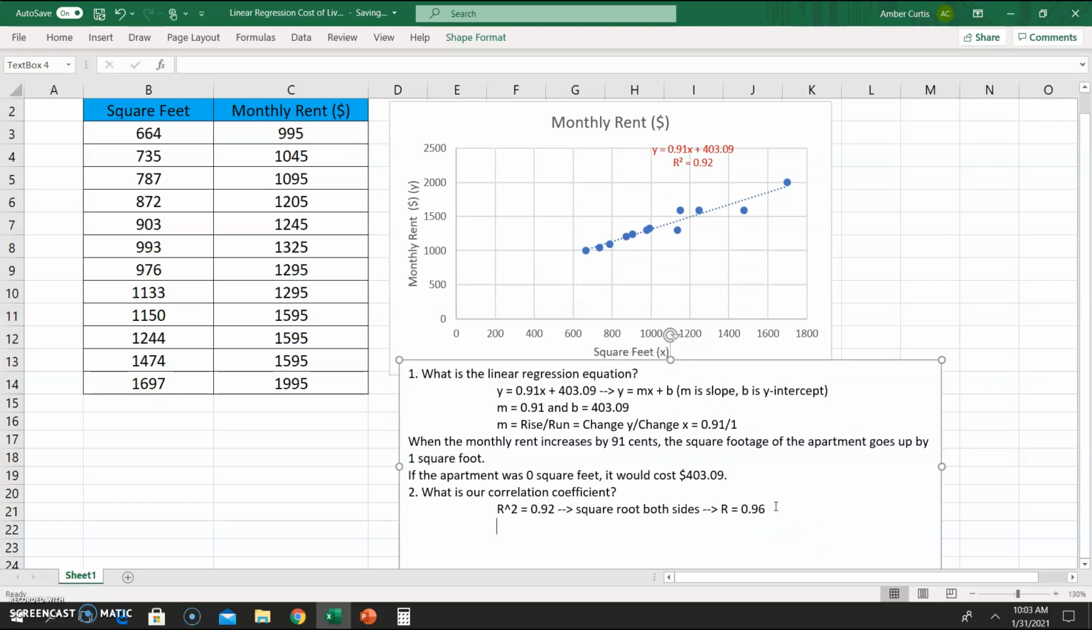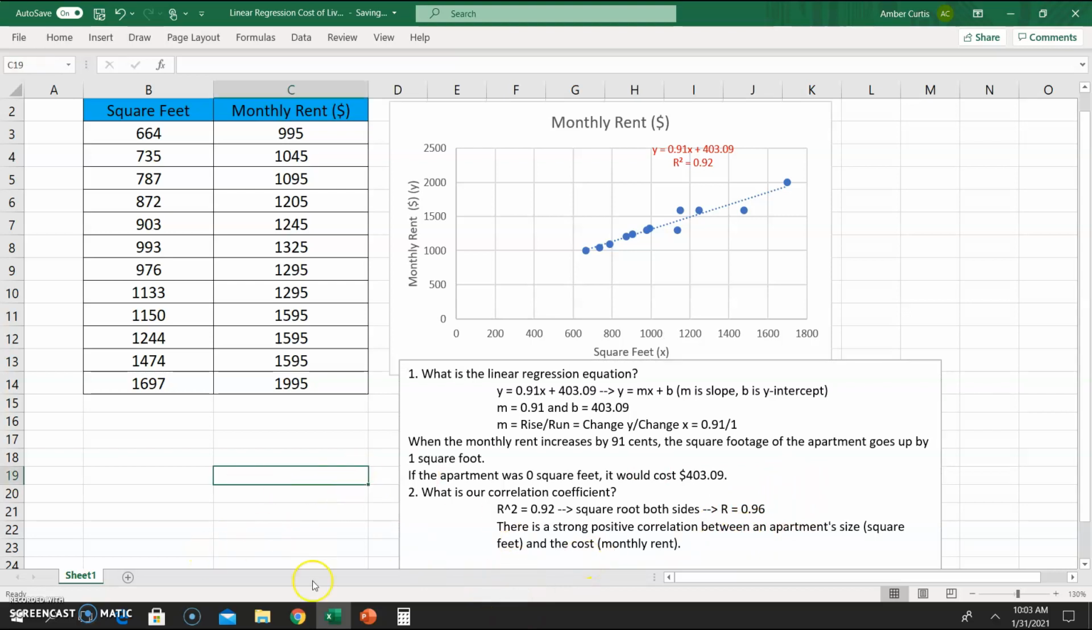So there is a strong positive correlation, that means as one goes up, the other goes up, between an apartment's size, square feet, and the cost, the monthly rent. And like I said, we can see that in that the closer that R value is to 1, the stronger the relationship is.